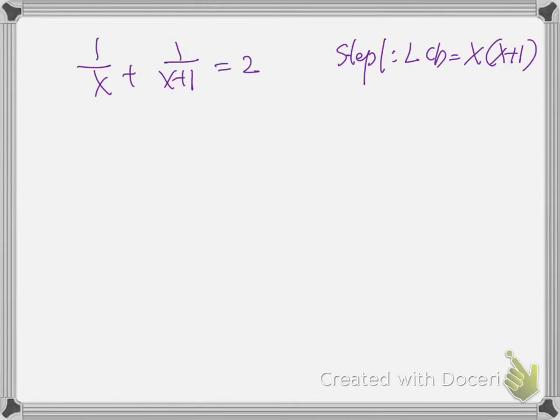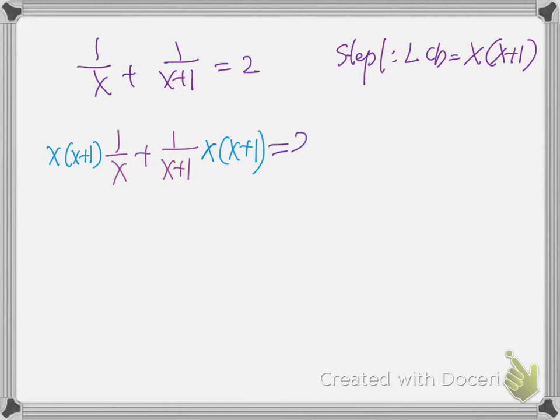So let's change the color. So x times x plus 1 multiplied by 1 over x plus 1 over x plus 1 times this LCD x times x plus 1, and then equals 2 times this LCD x times x plus 1. Okay, so now let's cancel common factors on top and bottom. x cancelled, x plus 1 cancelled.